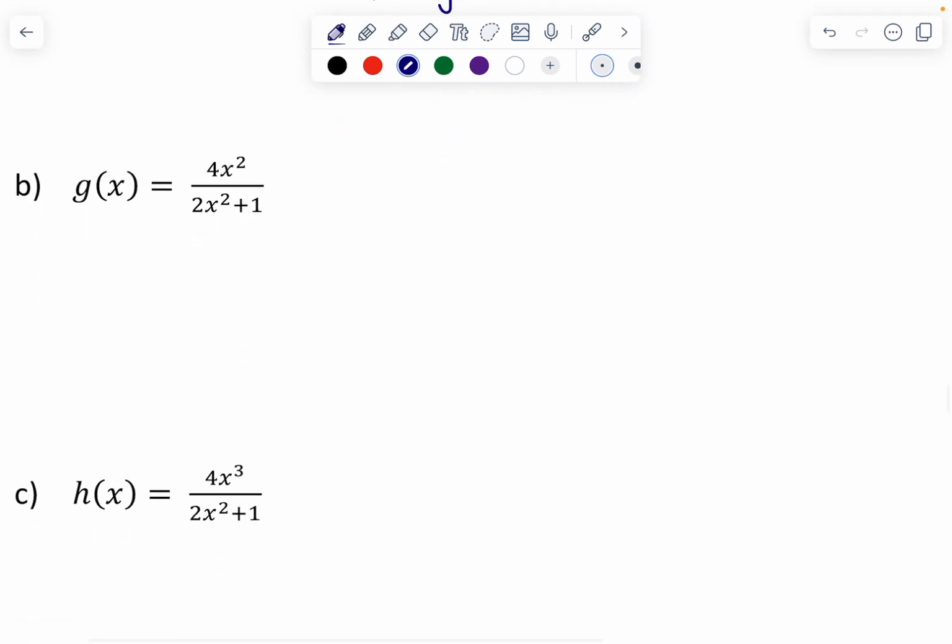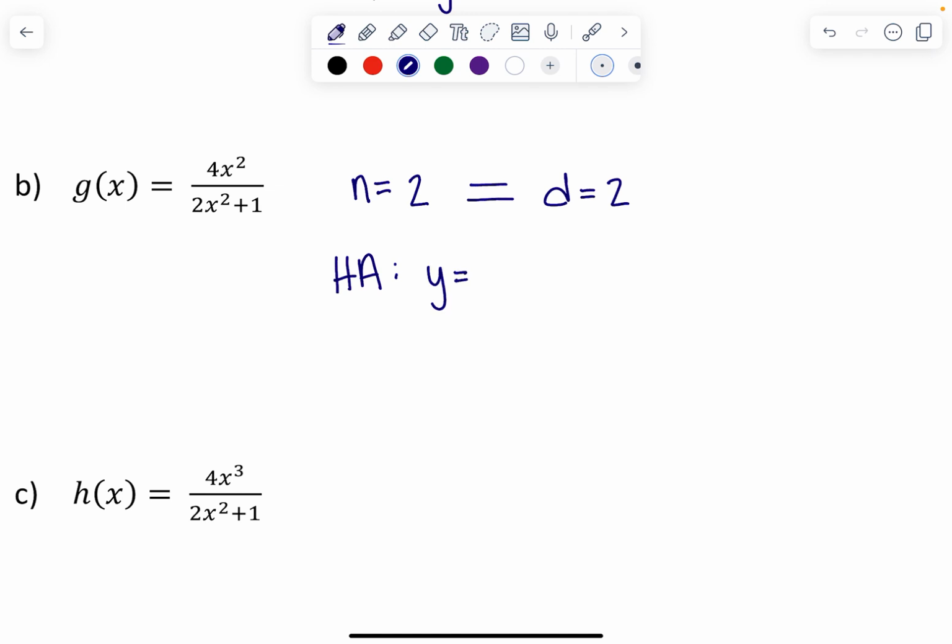Okay, B, g of x equals 4x squared divided by 2x squared plus 1. So the degree of our numerator is 2. The degree of our denominator is also 2. Since 2 equals 2, our horizontal asymptote is going to be based off of our coefficients. So the leading coefficient of our numerator is 4, and the leading coefficient of our denominator is 2. If we simplify 4 over 2, we get the line y equals 2.